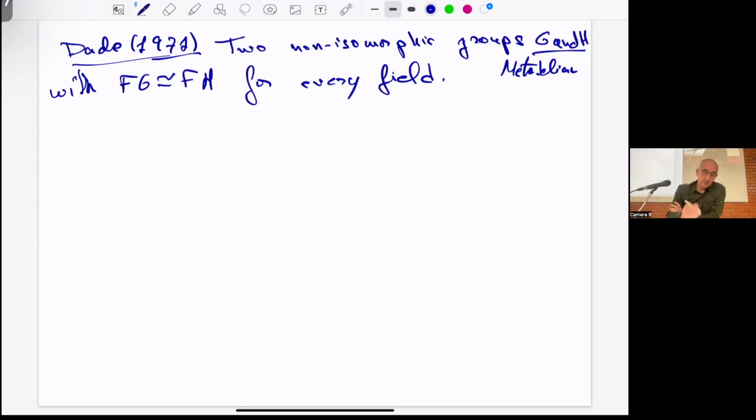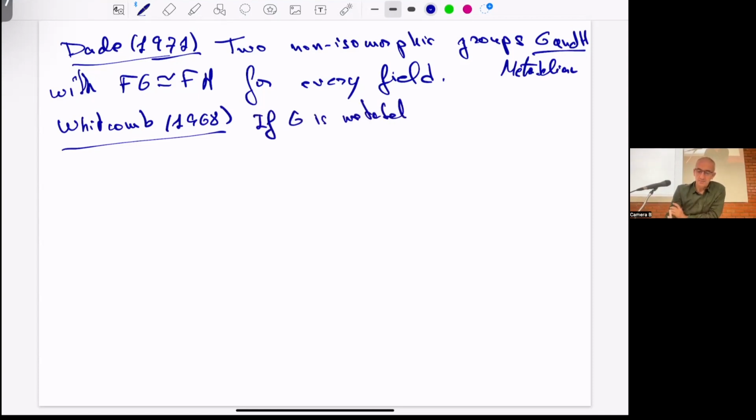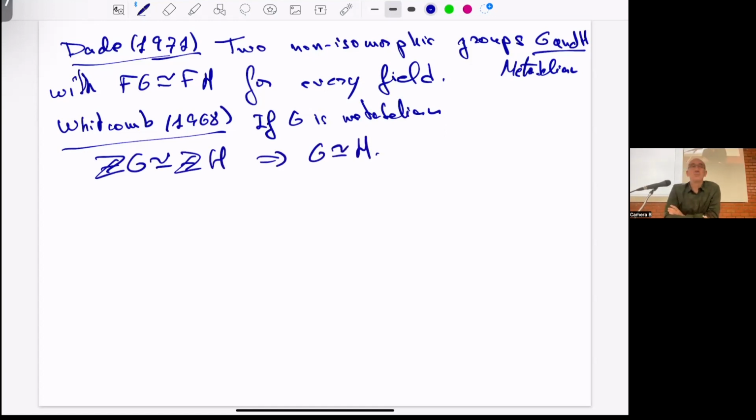But there was already at that time a result by Whitcomb, which says that this is not possible if you allow integers. So if G is metabelian and the integral group rings are isomorphic, then the groups are isomorphic. So in this situation, the isomorphism problem has a positive solution.